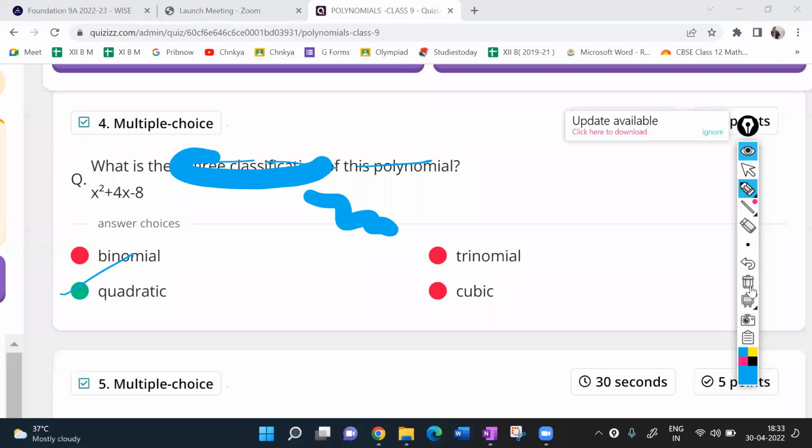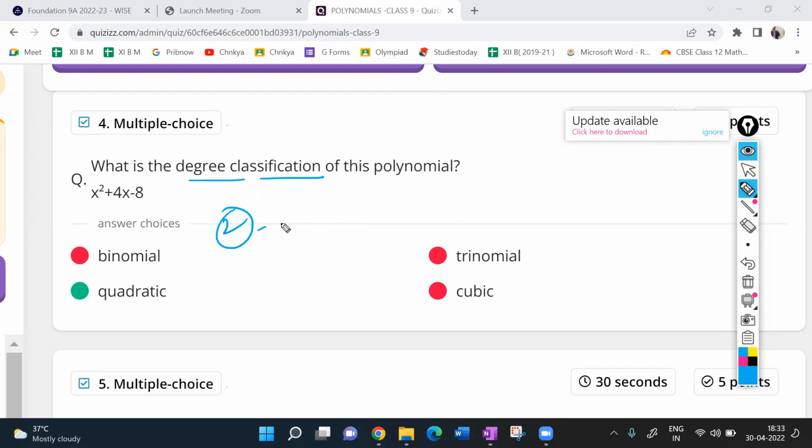Clear the screen. Yeah. So what is the degree? What is the degree classification? See, degree 2. What does it denote? If the degree is 2, which classification does it denote? The quadratic. Quadratic. Isn't it? So that is what I'm saying. Understood now? Sir, what is that 3 called? 3 is cubic. That is different. Okay. Next question.